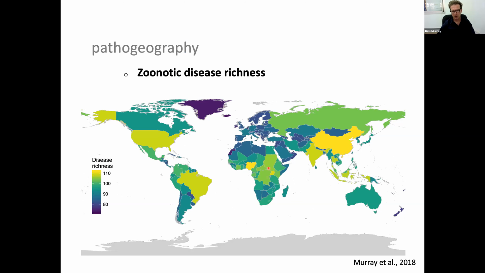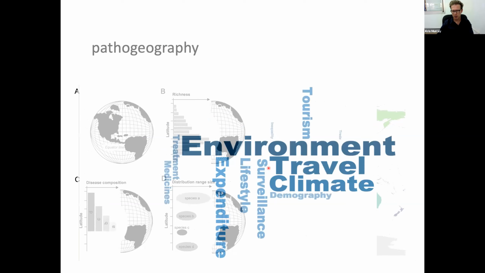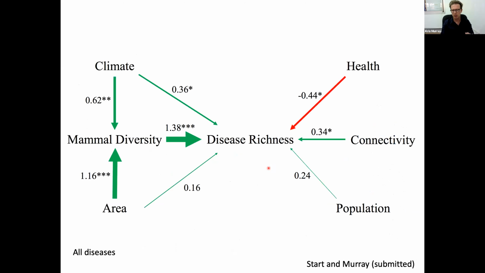trend that you can see just by looking at the map, but we can use statistical models to try to work out whether there are some things that are more or less associated with this total diseasiness of countries. In this model, we've got these types of variables: tourism, environmental components, climate components, health and GDP and all this kind of stuff thrown into the one model to try and explain what is at the center of this picture, which is disease richness. What the green arrows show is where you have a positive association with these predictors and disease richness, and where you have a red arrow, you have a negative association.